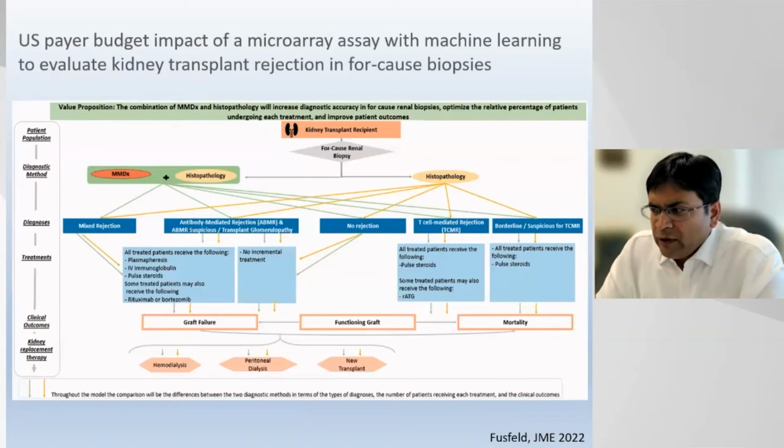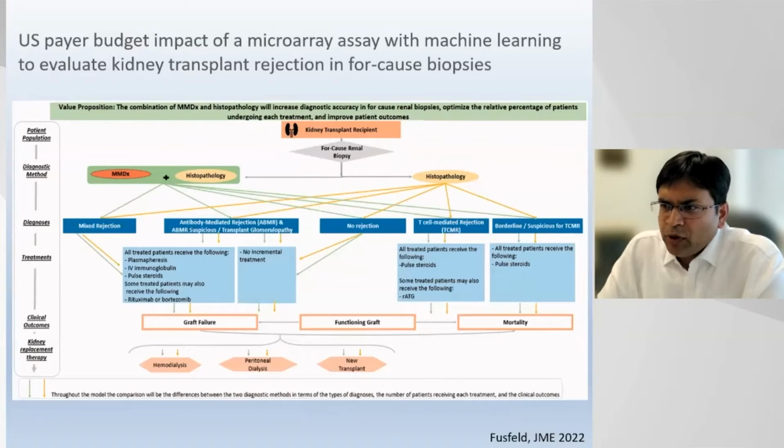So this paper was published in the last 2 months, and what it looks at is a cost comparison of using histopathology alone versus histopathology plus molecular microscope for treating rejection. And again, this is a complicated schematic, which I don't need to go through in detail for the interest of time. But if you have questions about this, I would be happy to answer offline or at the end of this discussion. The point is, the intent of this analysis is to look at whether adding MMDx to histology may result in added cost versus reduced cost with regards to graft failure, functioning graft, as well as patient mortality.